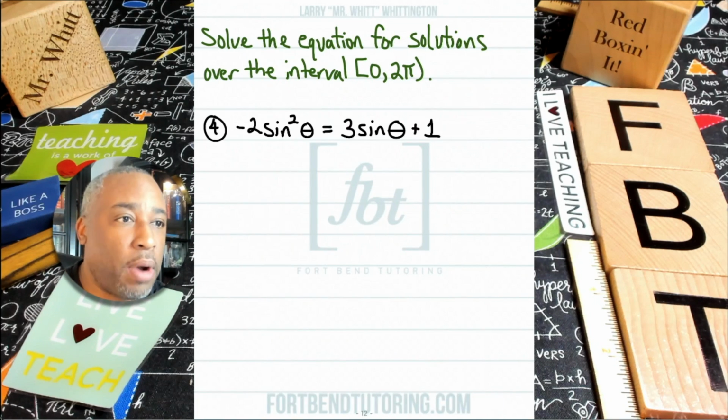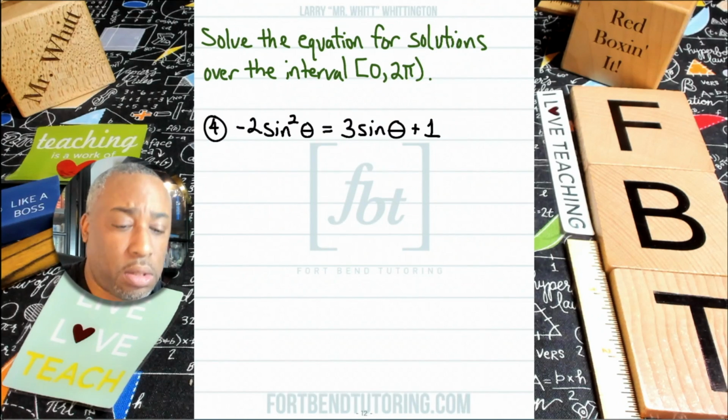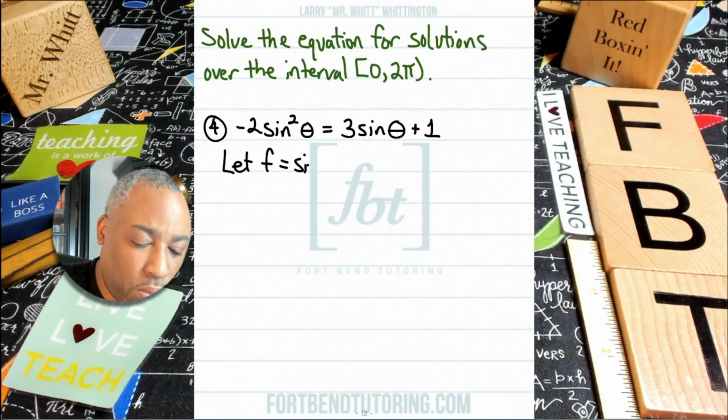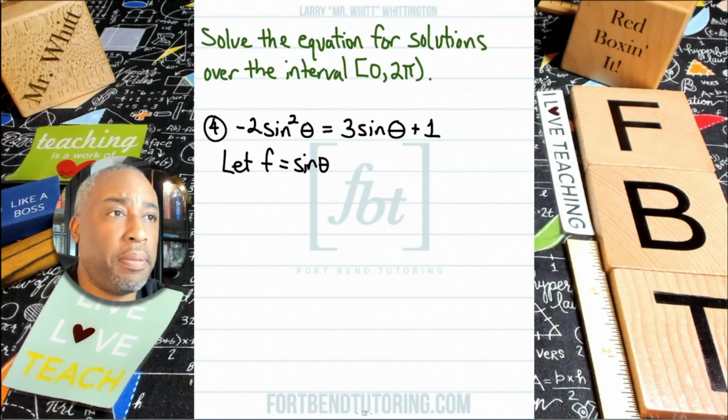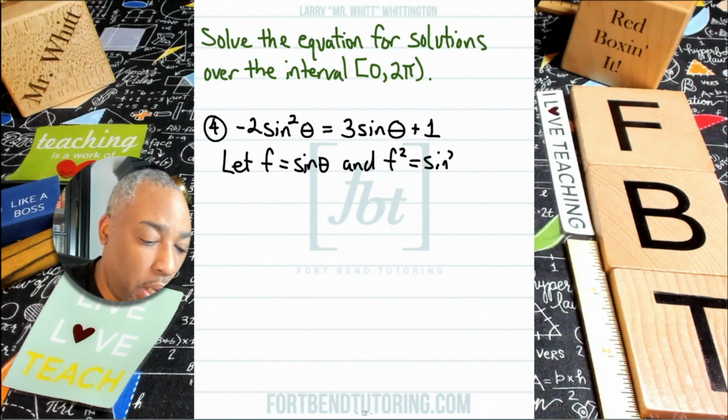Number 4. For problem number 4, we have solve the equation for solutions over the interval from 0 to 2 pi. So for this problem here, I see that our highest exponent on our trigonometric function is to the second power. Before we get there, I'm thinking we may want to substitute, guys. So let's talk to our reader. We're going to say let f equal sine theta. And if they weren't certain about where I was going with this, I can go a step further. I can say and f squared equals sine squared theta.